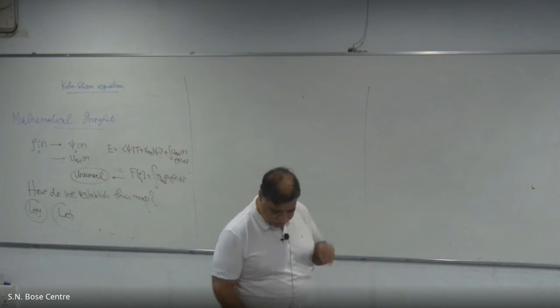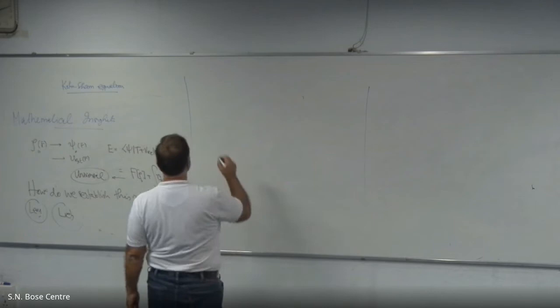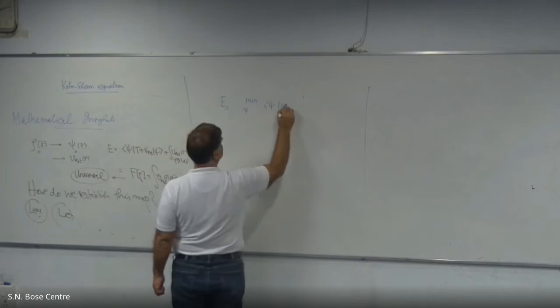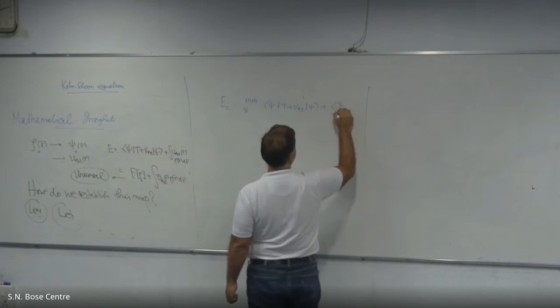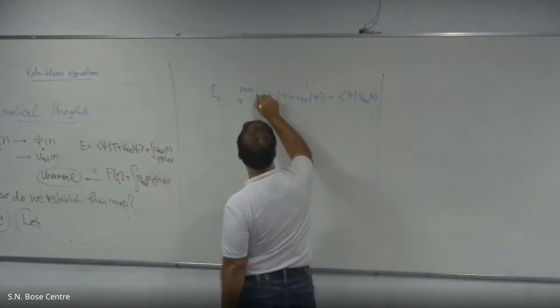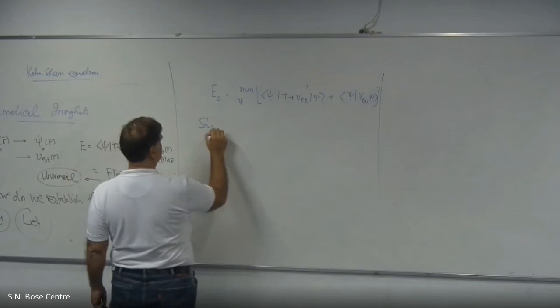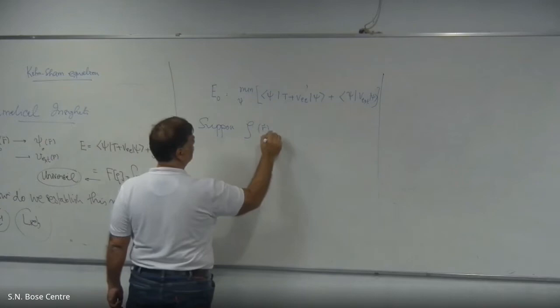Okay. So now, when you say this E, how do I determine the E ground state? I say minimum over psi of psi, T plus V E E, plus psi, the external potential, psi. This is what I minimize with respect to psi. Right? This is what we're doing. Isn't it? This is a variation principle. Now, suppose rho of r is fixed. I keep rho fixed. How do I minimize that?